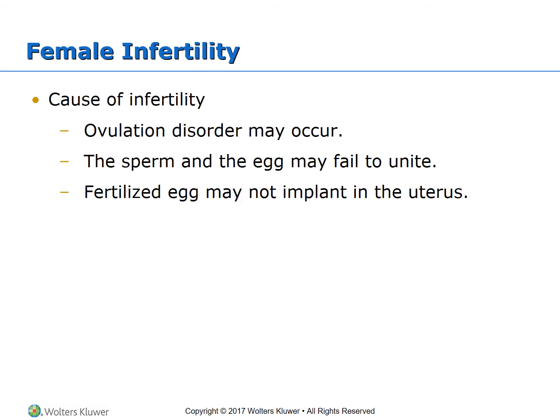Female infertility. All of the ova that women will ever produce are present in their ovaries at birth. The most common cause of infertility is ovulation disorder, and the most common cause of that is polycystic ovarian syndrome, related to hormonal imbalances that interfere with normal ovulation. The sperm and the egg may fail to unite, and the fertilized egg may not implant in the uterus, related to things like uterine fibroids.